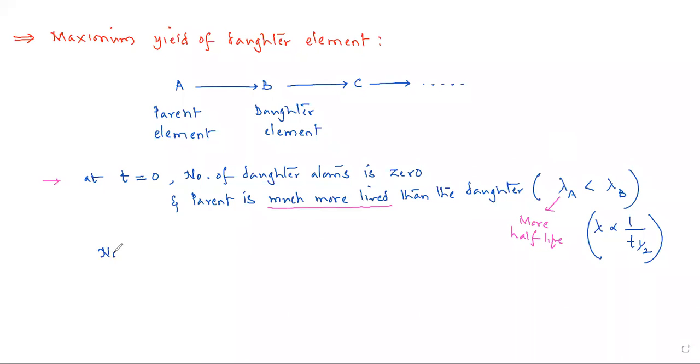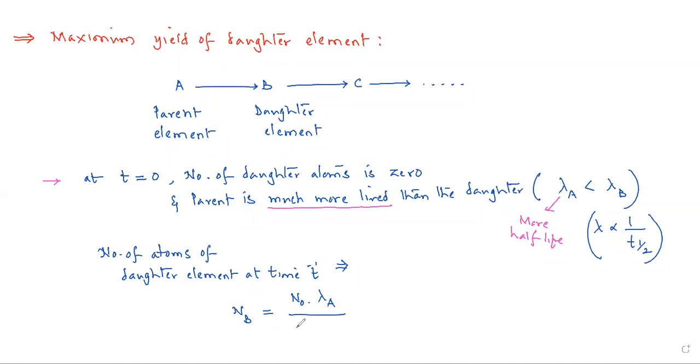In such a situation, the number of atoms of daughter element at a time t can be given as NB is equal to N naught into lambda A by lambda B minus lambda A into e power minus lambda A at a time t minus e power minus lambda B at a time t.